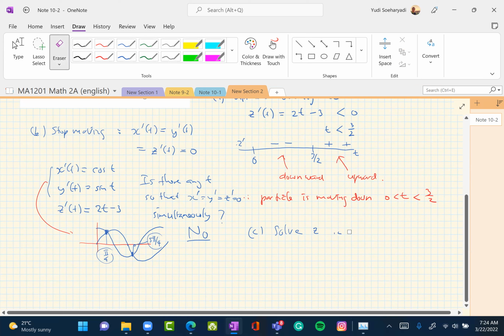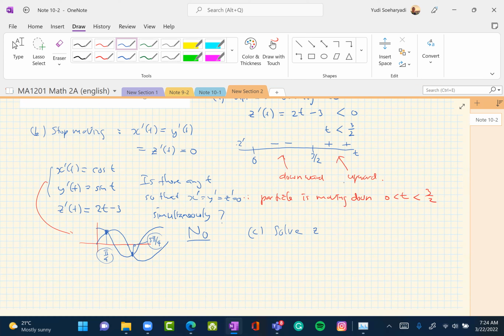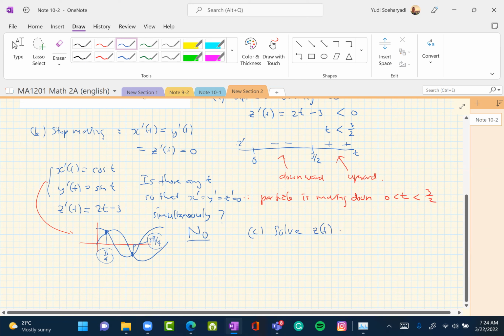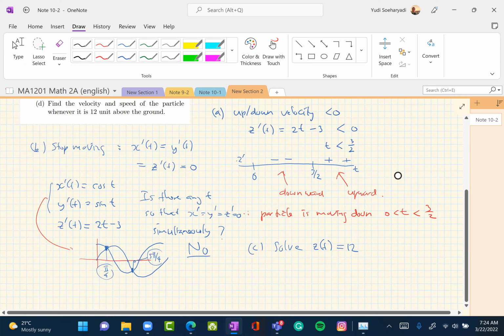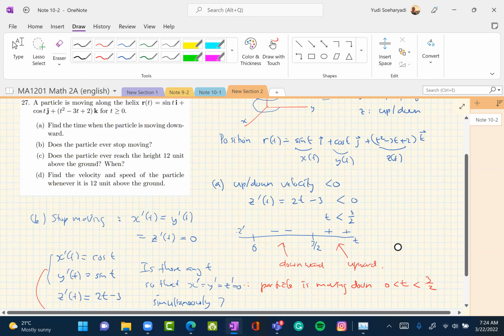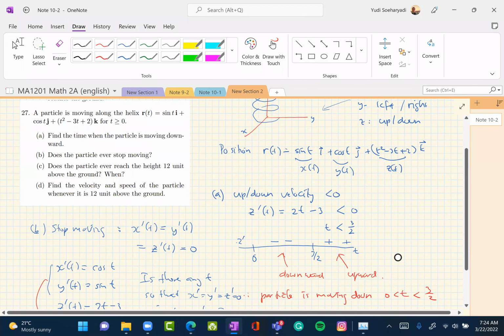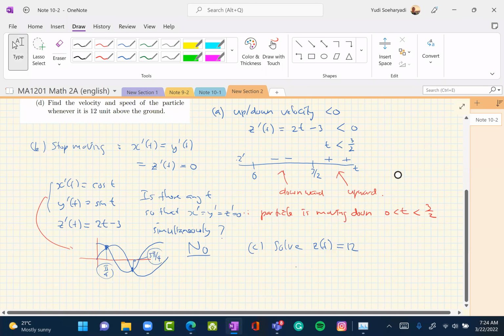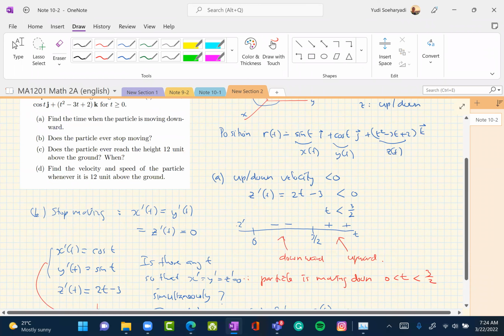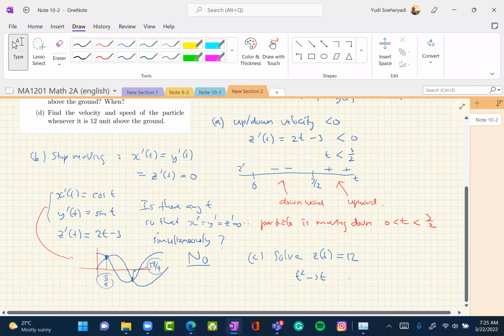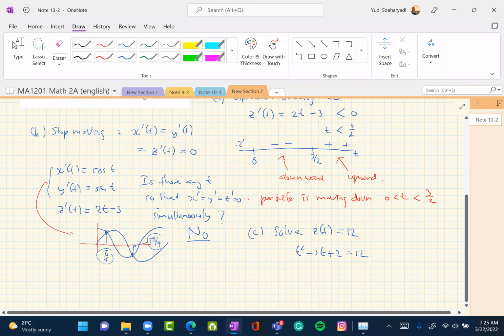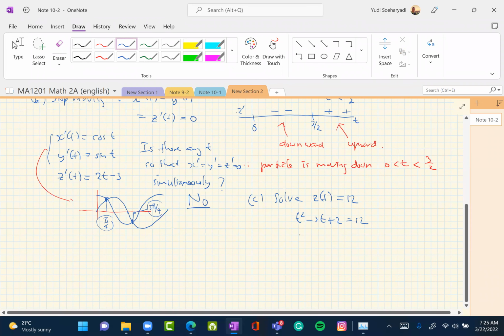The z of t equals 12. Okay, so because z is now 3t squared minus 3t plus 2 equals 12. We'll check whether we can solve this one. So we're solving this, minus 10.